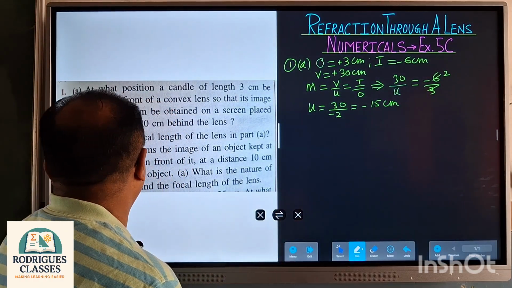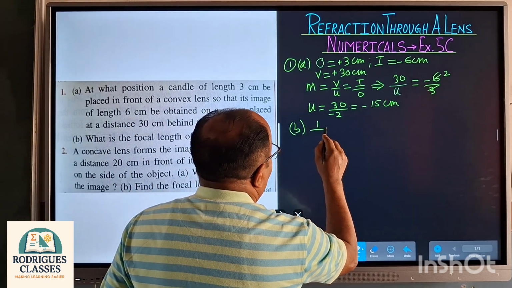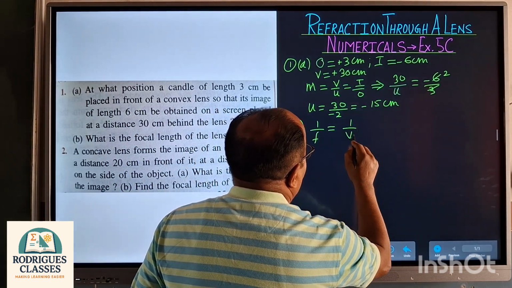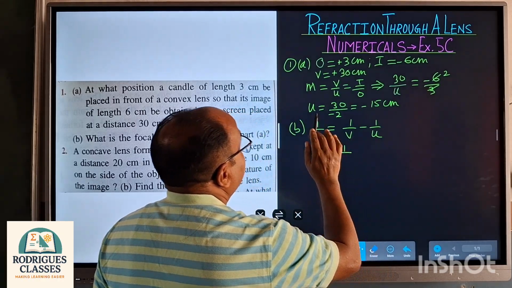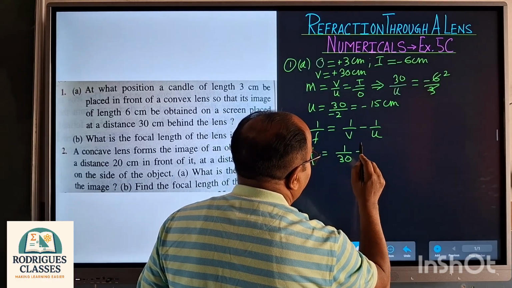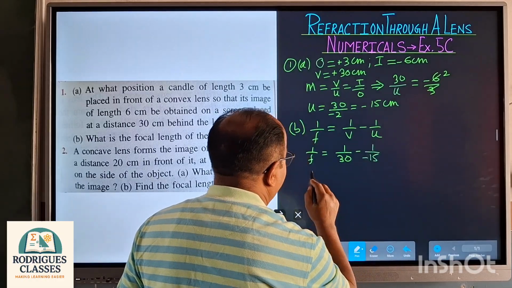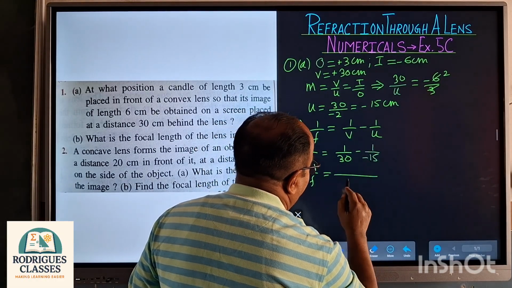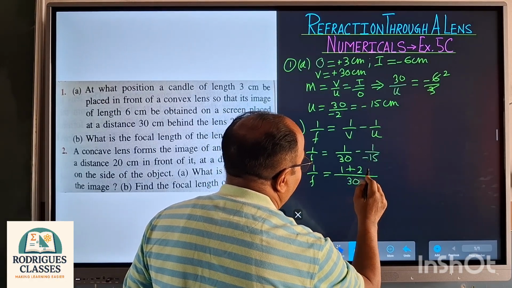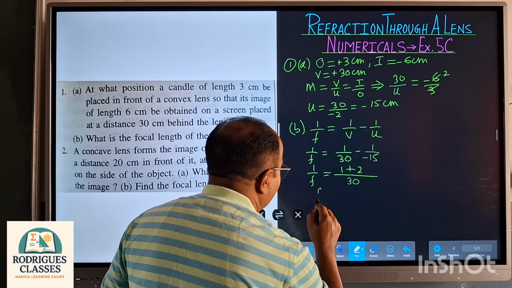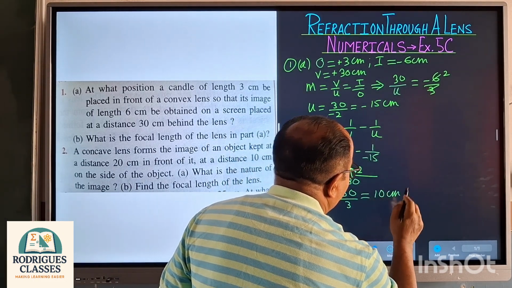Okay. Now the B part says what is the focal length of the lens in part A. So for focal length, 1 by F equals to 1 by V minus 1 by U. So 1 by F copied, 1 by V was plus 30, so written minus 1 by U, U is minus 15, so written here. So LCM will be 30, so 1 minus minus is plus, 15 2s is 30, you get this, 2 years. So F will be equals to 30 by 3 is equals to 10 centimeter.